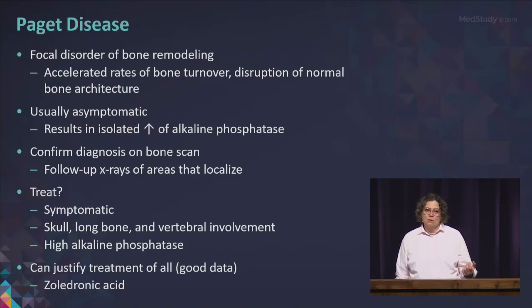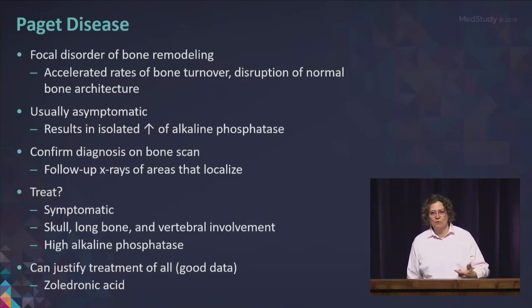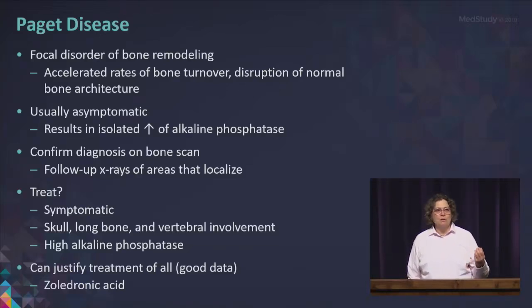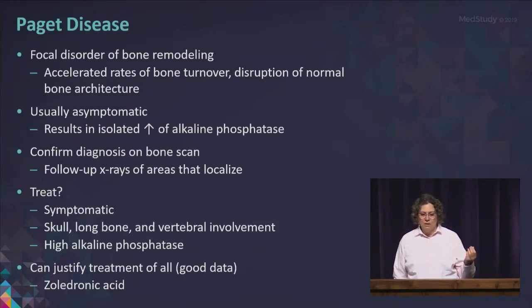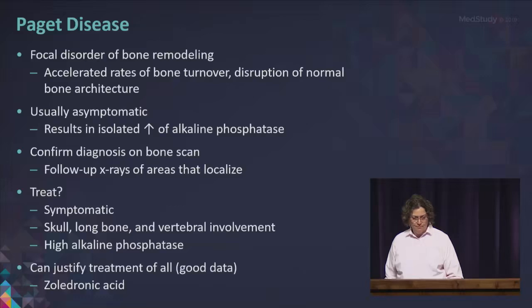There used to be thresholds for treatment, where we would treat people if they were symptomatic, like had pain over that area. We would treat people if they had bones that could fracture, so if it was in their vertebrae or long bones. If the skull was involved, we would worry about deafness. But the data is so good with a one-time treatment of zoledronic acid that we pretty much have a low threshold to treat anybody with Paget's disease, because the majority will go into remission with a one-time treatment of zoledronic acid.